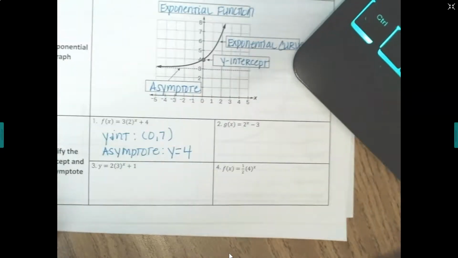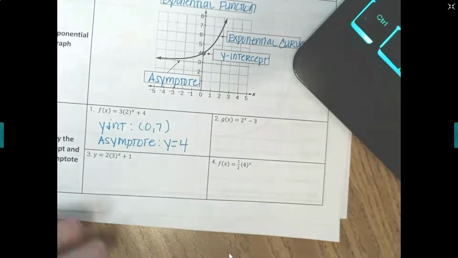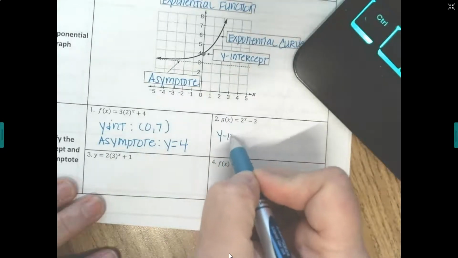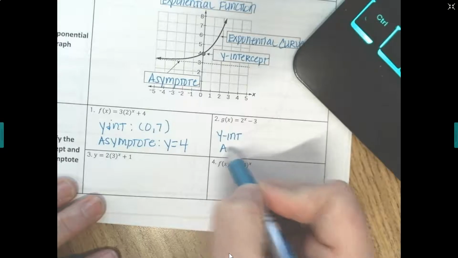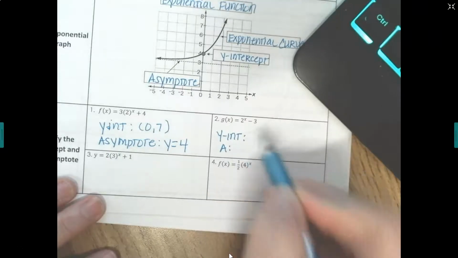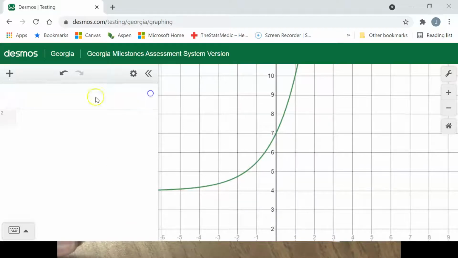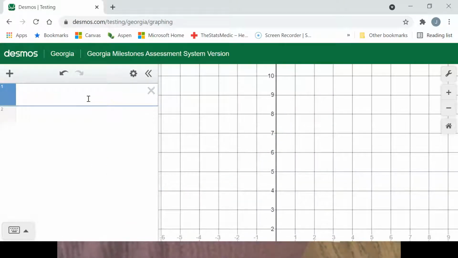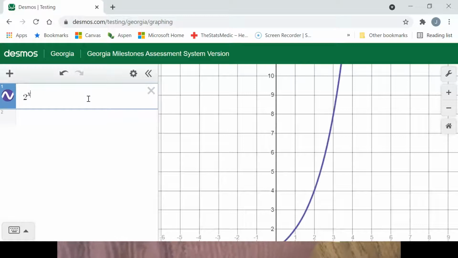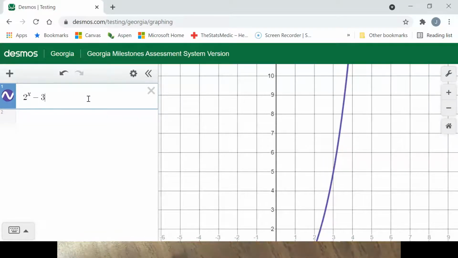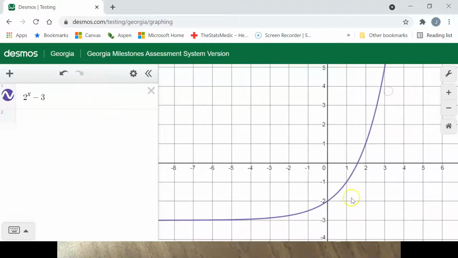Okay, so let's try this again. We want to find our y-intercept and our asymptote for 2 to the x minus 3. So let me open up Desmos. And so you don't even have to put the f of x part. We can say 2 raised to the x minus 3. Make sure it matches what your equation says on your paper. Okay, and I got to start moving my graph around so I can kind of see it.